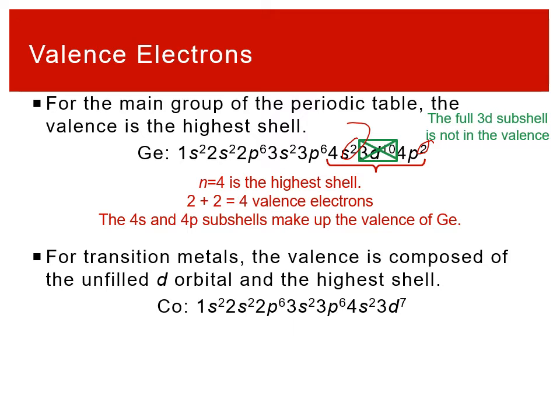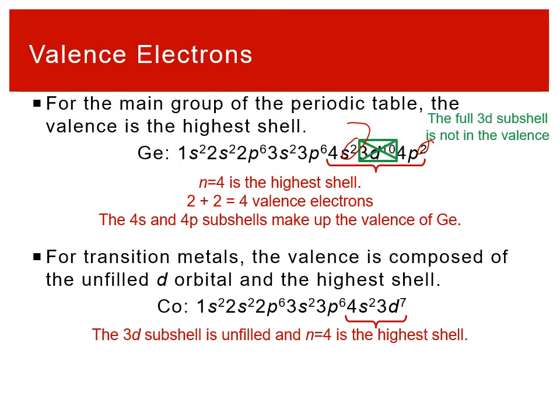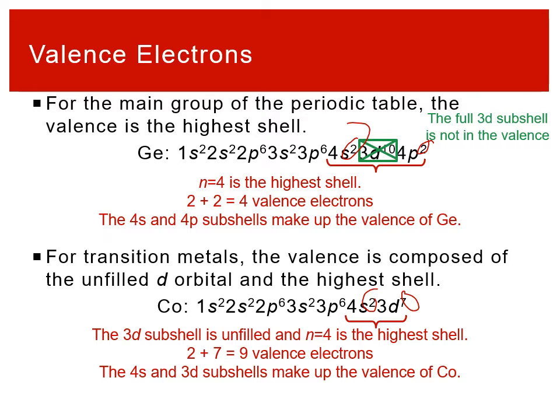We do have some complications when we hit the transition metals. Now you have higher energy subshells and an unfilled d subshell. So those are both going to be in the valence. So for cobalt, there is a 3d subshell that is unfilled. It could go up to 10, it only has 7. And you have n equals 4 as the highest shell. So what that tells me is I have a total of 9 valence electrons. That would be the 2 plus the 7 that we have right there. And that is going to be the entirety of my valence for cobalt. And it is, again, the 4s and 3d subshells that make up the valence of cobalt.